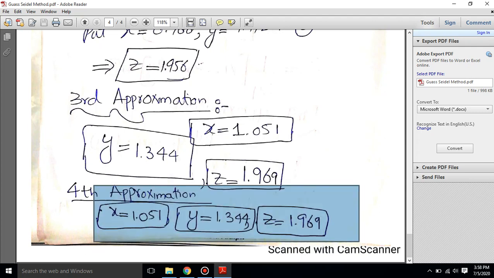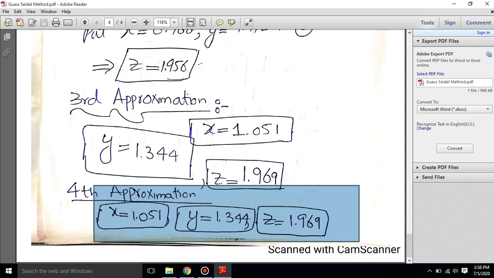Sorry, I have not performed all the iterations, but for this example, that was our desired approximation, because you see from the highlighted values that these are the same values of x, y and z that we get in the third approximation. Whenever the values repeat, that will be the desired root of the given linear system of equations.